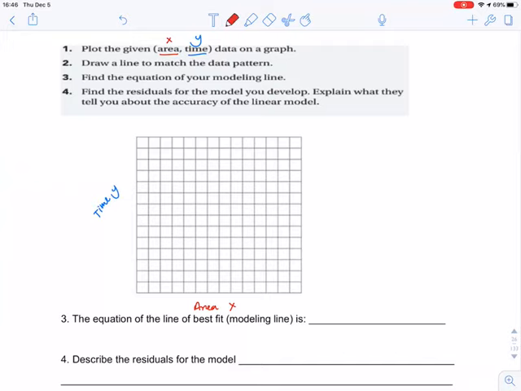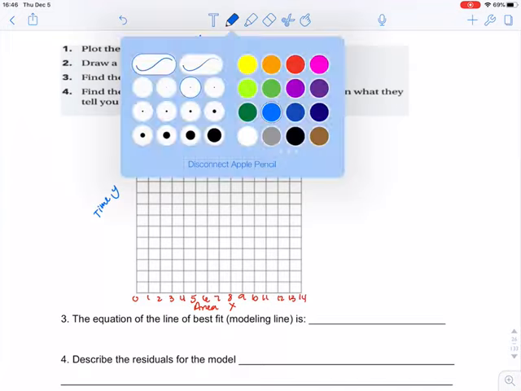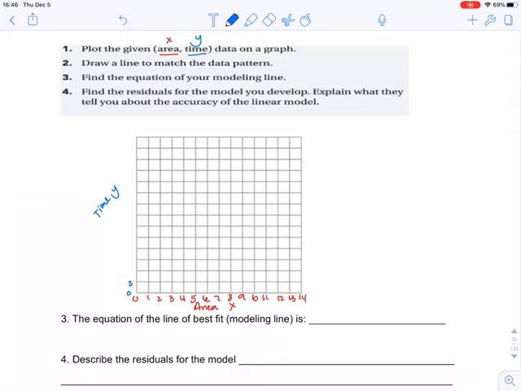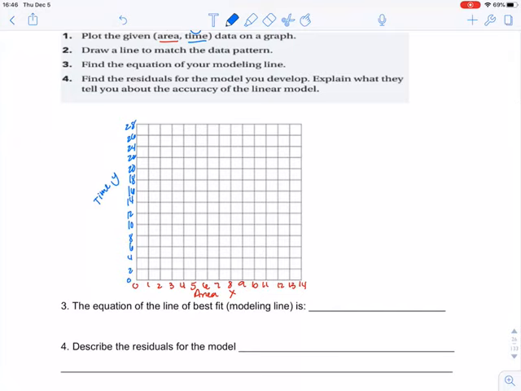We should get something like this. I'm gonna go by ones: 0, 1, 2, 3, 4, 5, 6, 7, 8, 9, 10, 11, 12, 13, 14, even though I don't get that far. And across my y values, I'm just going to go by 2s: 0, 2, 4, 6, 8, 10, 12, 14, 16, 18, 22, 24, 26, 28.